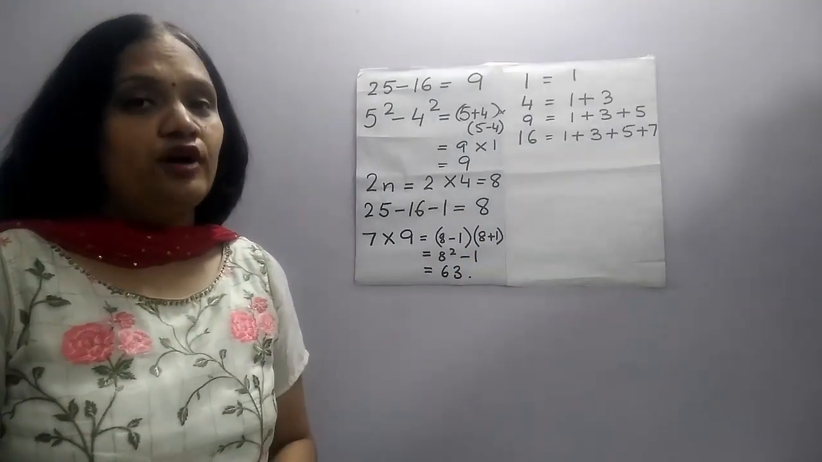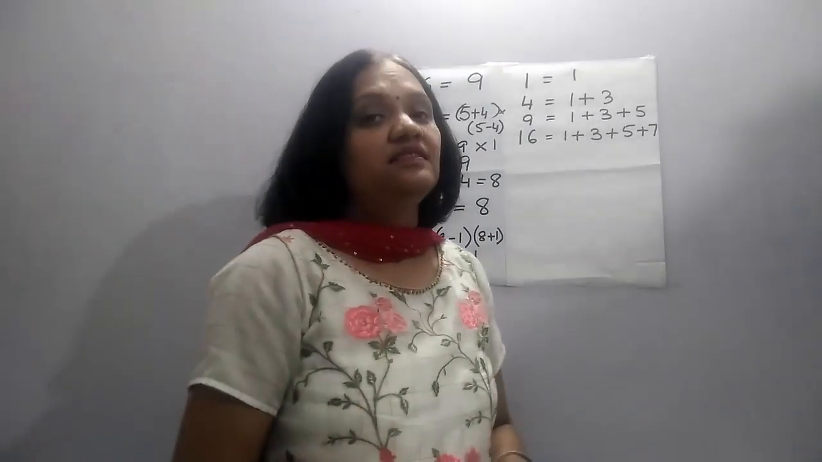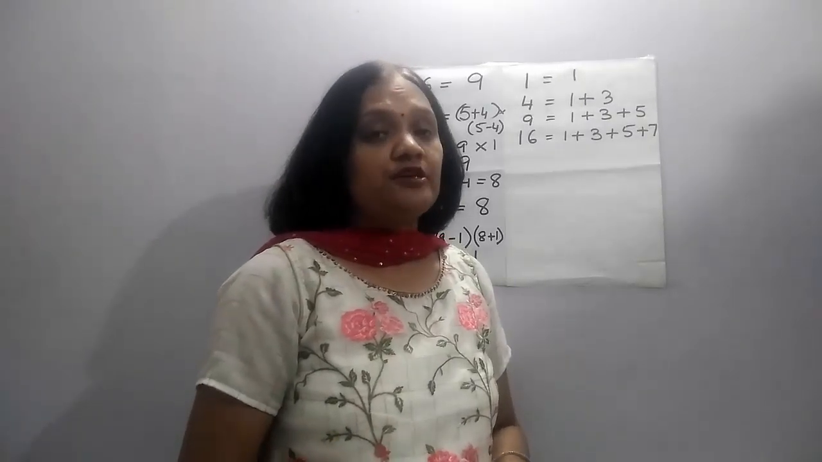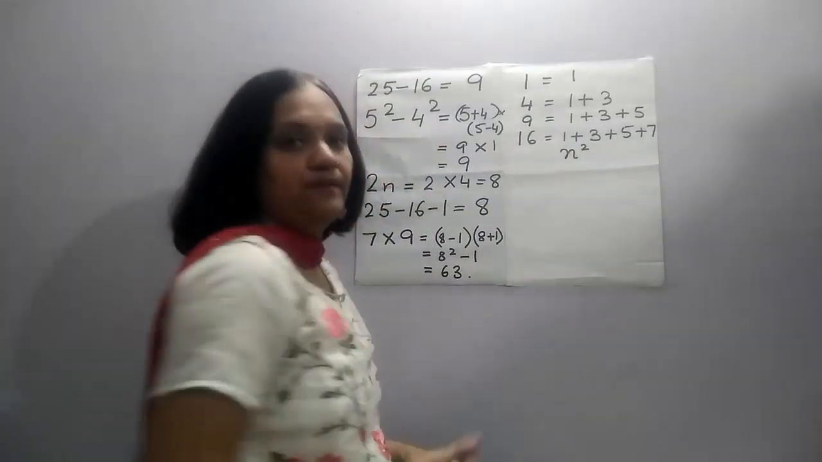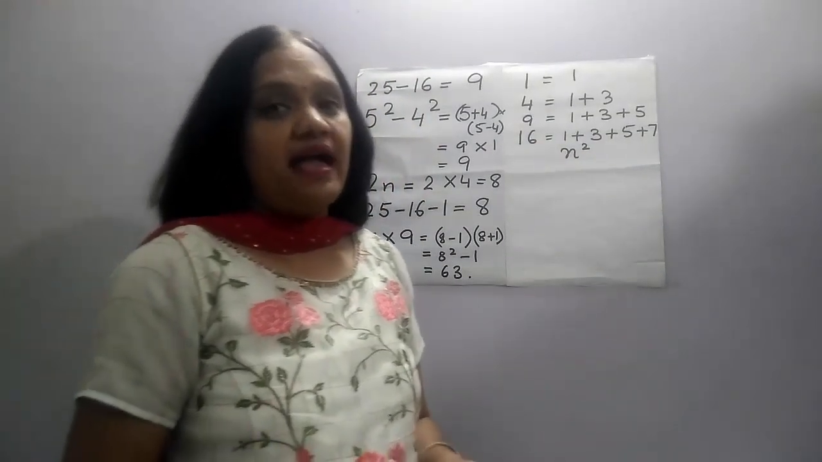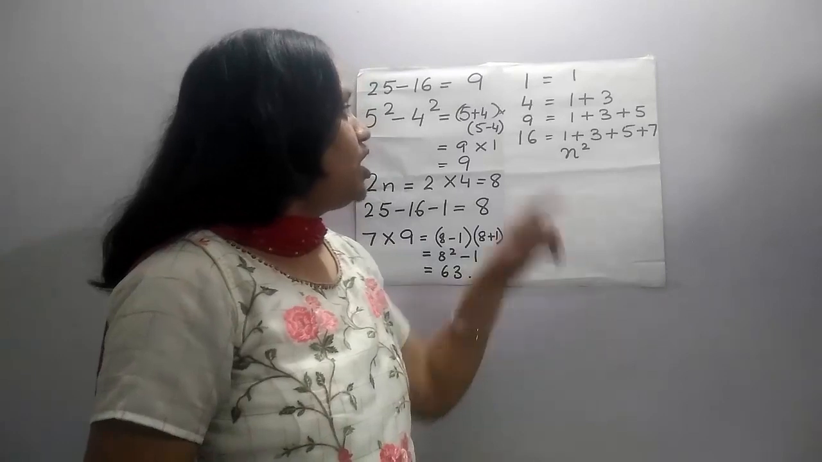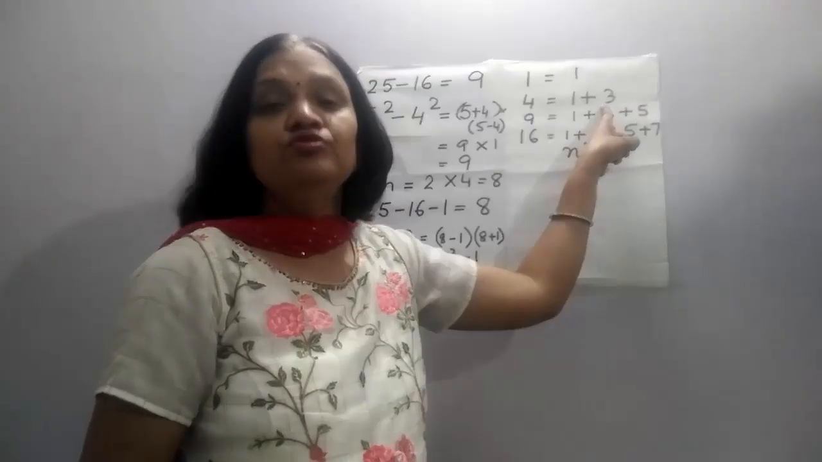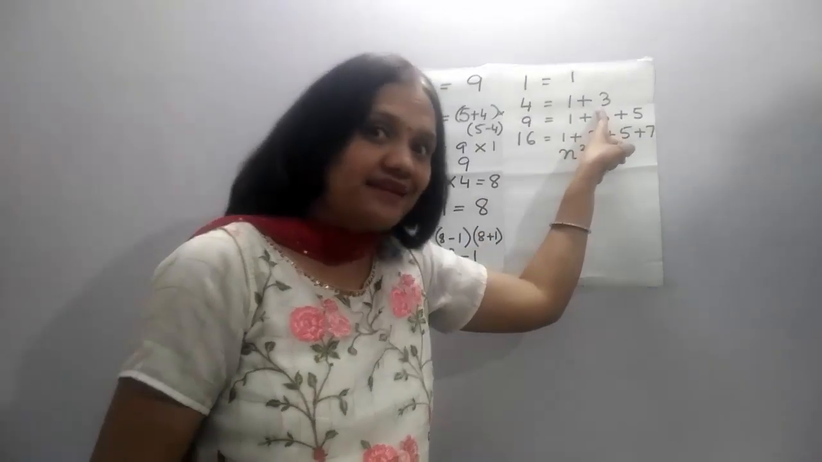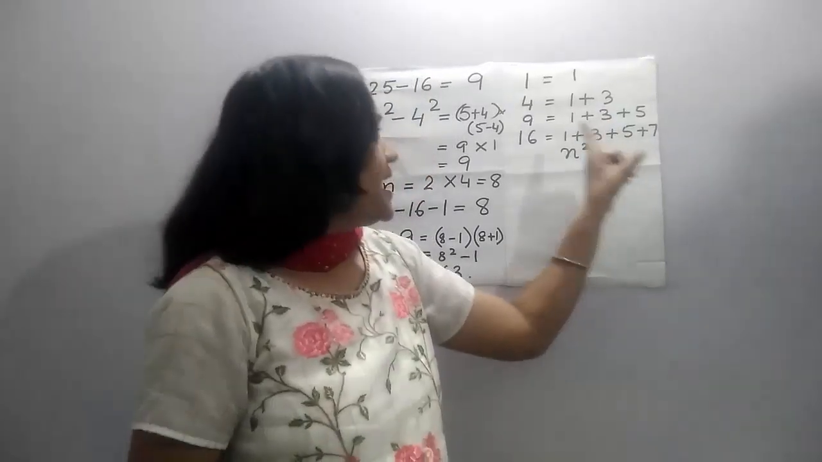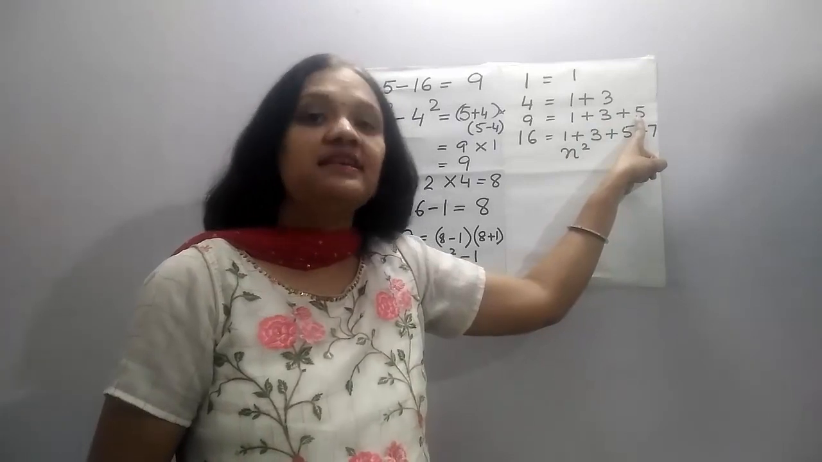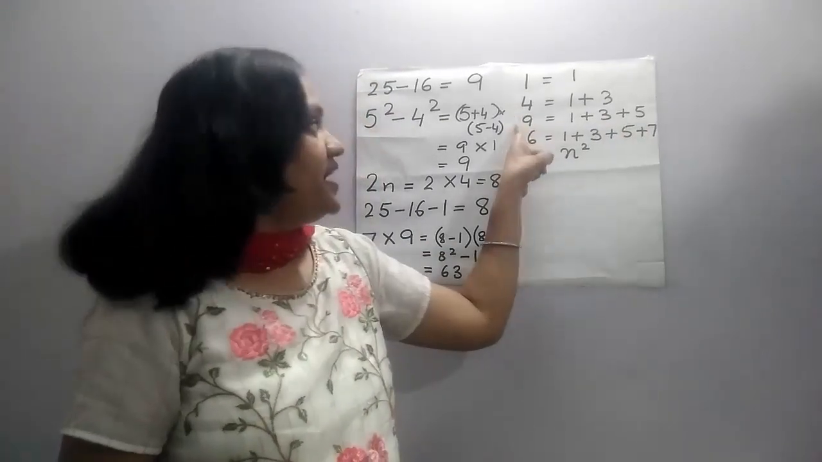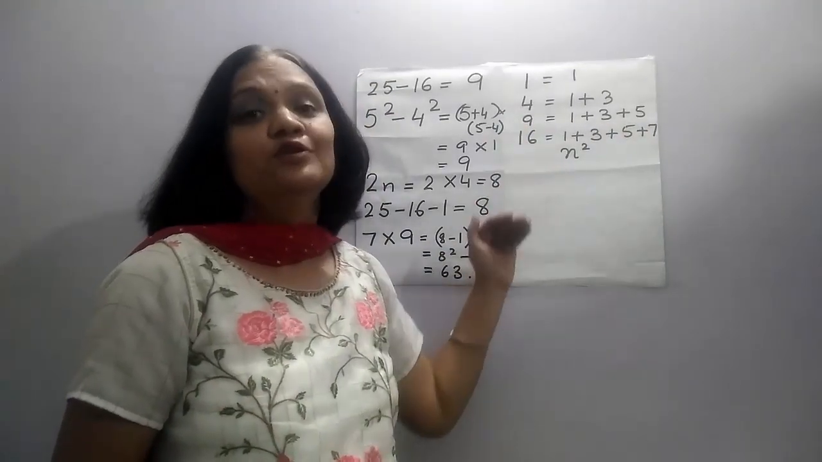The formula for directly finding the sum of the first n odd numbers is n square. So if I have to find the sum of the first two odd numbers, I can directly use 2 square, which is 4. If I have to find the sum of the first three odd numbers, I can use 3 square, which is 9, and so on.